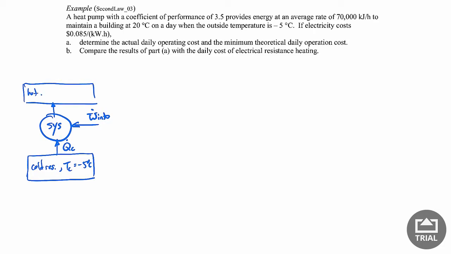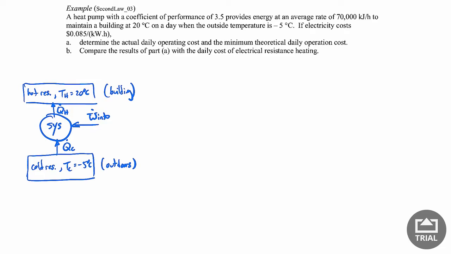So our hot reservoir. And that's given to be a temperature of 20 degrees C. So the hot reservoir is our building that we're trying to heat. And the cold reservoir is the outdoors. And the heat going from our system into our hot reservoir we'll call Q dot H. So the way a heat pump works is it moves energy around.